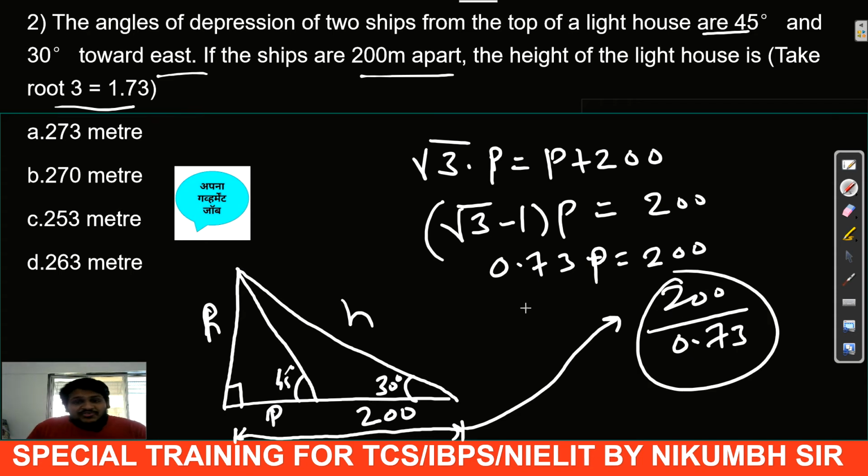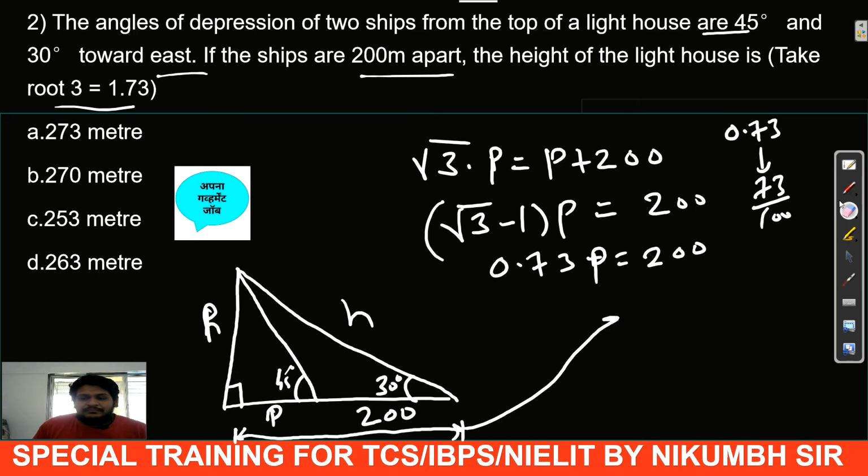But now how to solve it? How to solve is the big challenge, and we have to find the value of p. We are getting this with the help of this, but let's see how to find it. So this is 0.73, which means 73 by 100. So this 100 goes upward, and it will become 200 and 2 zeros, divided by 73. Now see, what I will do, I will take the first 200.